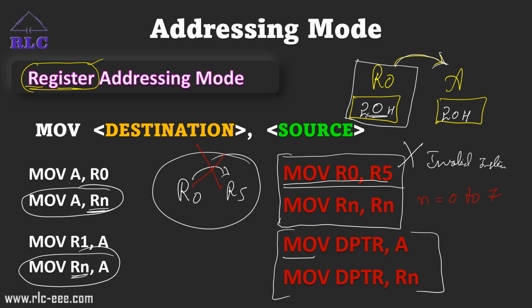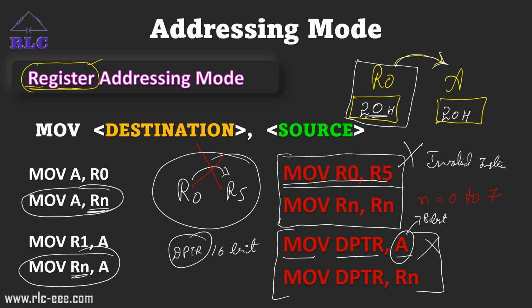That is MOV DPTR, A. MOV DPTR, A is invalid because DPTR is a 16-bit register, but the accumulator is an 8-bit register. If we try to pass 8-bit data to the 16-bit data, we are going to get a shortage of 8 bits. Because of this, the instruction is an invalid instruction.